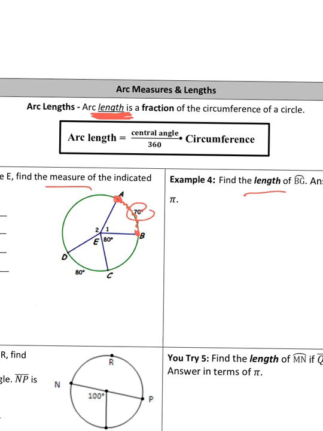Now, to figure out this arc length, what I need to know, obviously, is the circumference. I want to know how far around the entire circle is it. And then what I want to know after that is how much of the circle am I looking for? Do I only care about half of it? Do I only care about a quarter of it? What's going to tell me that is the central angle. So let's see if we can try this out in the next example.